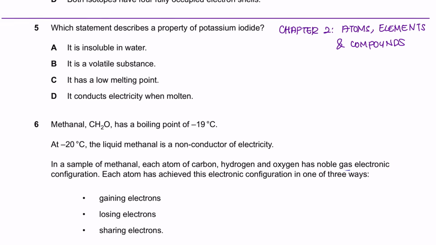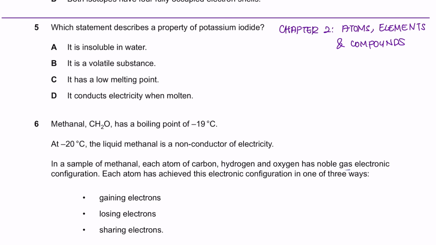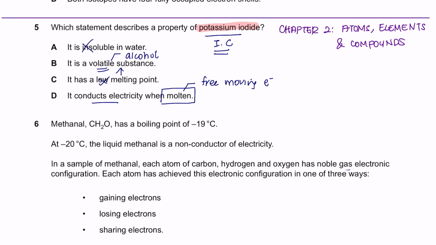Next, question 5 onwards is from chapter 2. Which statement describes a property of potassium iodide? Potassium iodide is an ionic compound. It can be soluble in water. This is not volatile, as volatile substances are usually alcohol. An ionic compound has a high melting point. And yes, it can conduct electricity only when it is molten, because in this state there will be free moving ions. So the answer is D.